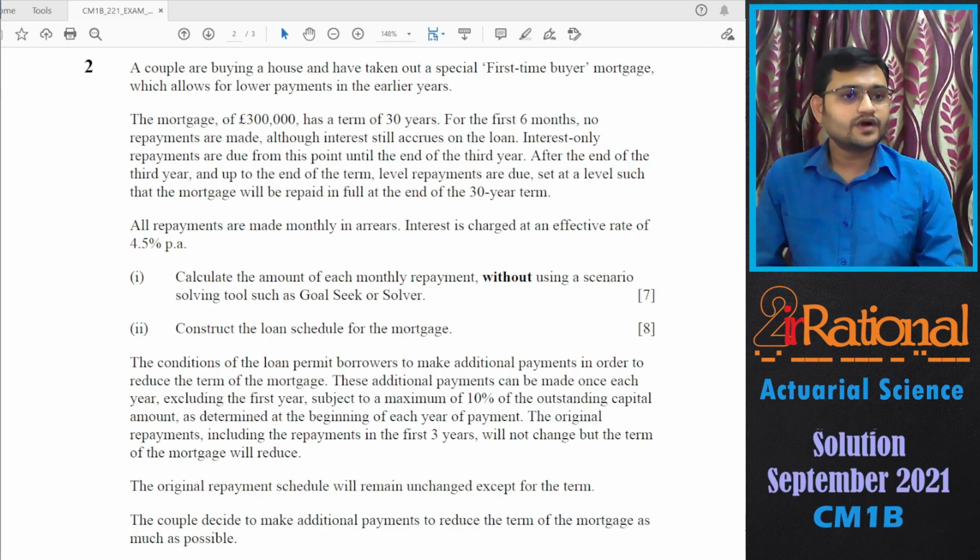After the end of the third year and up to the end of the term, level repayments are due, set at a level such that the mortgage will be repaid in full at the end of the 30-year term. All repayments are made monthly in arrears. Interest is charged at an effective rate of 4.5% per annum. Calculate the amount of each monthly repayment without using a scenario solving tool such as goal seeker or solver. So we cannot use goal seeker or solver. So we have to use our traditional methods.